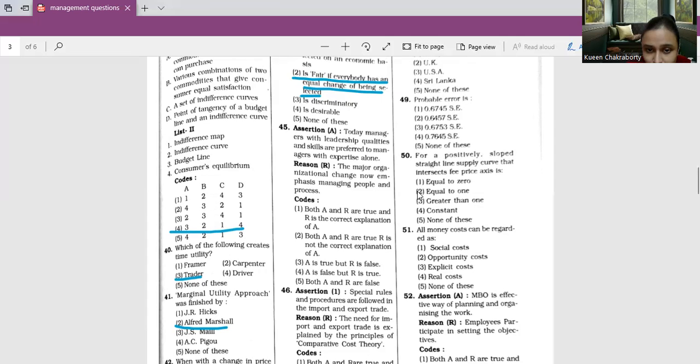Also, R is correct. The major organizational change now emphasizes managing people and process. And R is also the correct explanation of this. So A and R are correct, and R is the correct explanation of A. So I think we have option number 1 as the correct answer, which is both A and R are true, and R is the correct explanation of A.